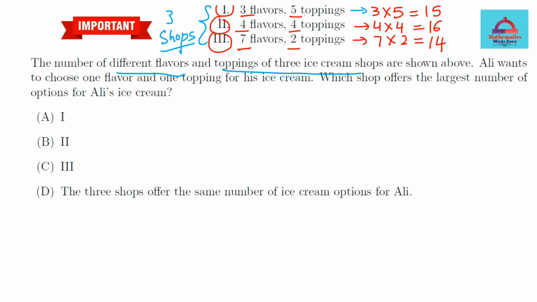Now out of all of this, we have to select the largest number of options. I'm sure you are very clear looking at these numbers that the answer is going to be the maximum or the largest, which is 16 options offered by shop number 2. So your answer is going to be B, shop number 2, because it gives you the maximum number of options. This is how you use the fundamental counting principle to answer the question.